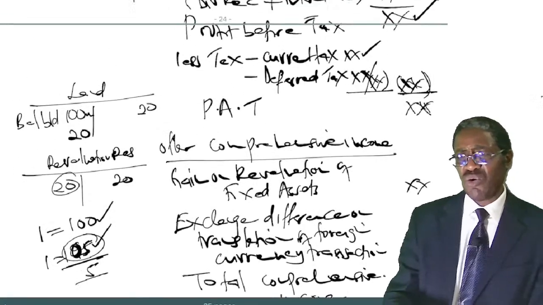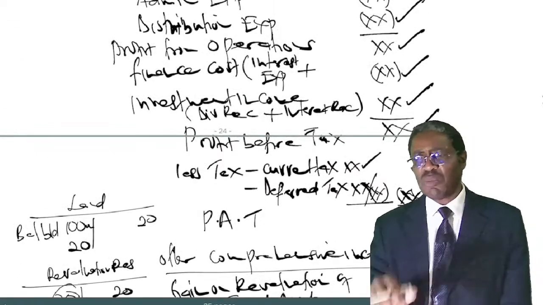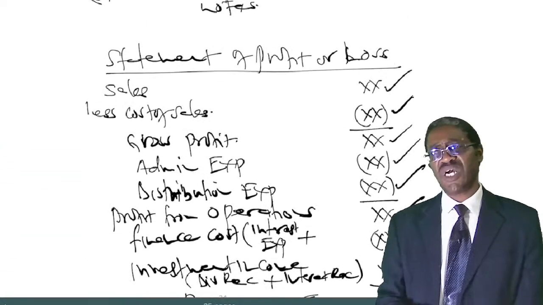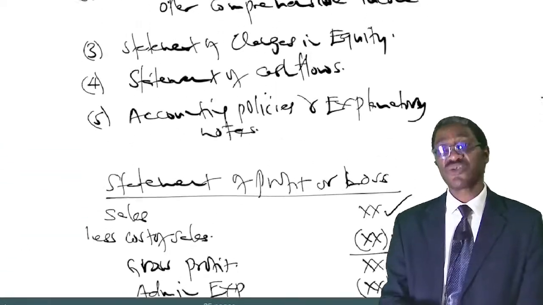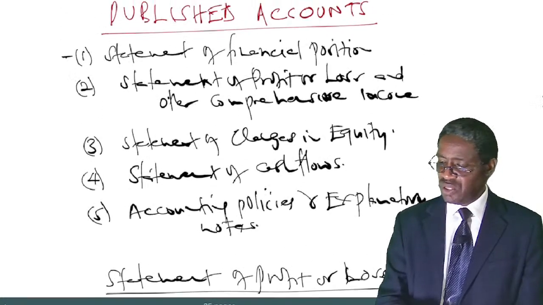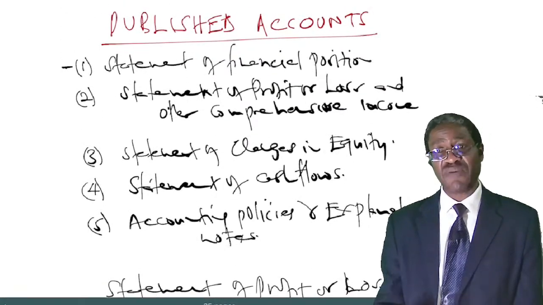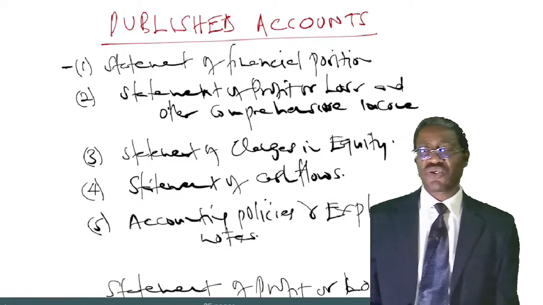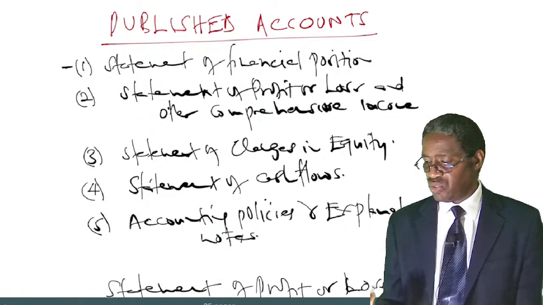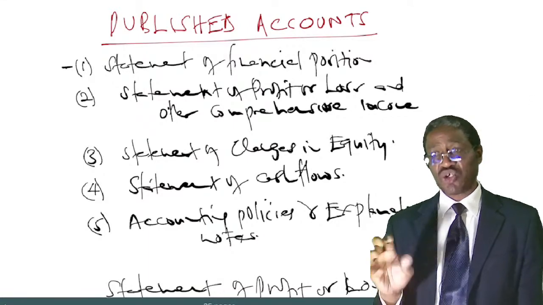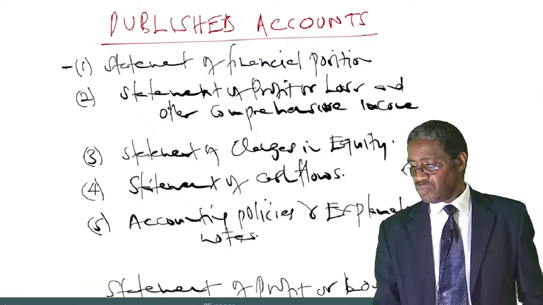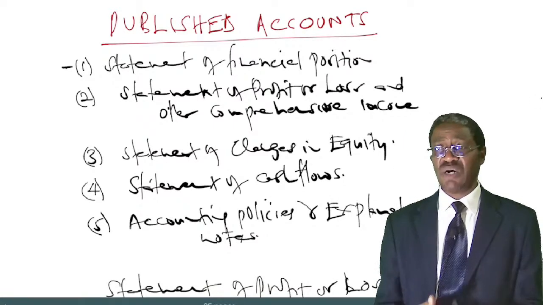Maybe before I go into the details of some of these items in the income statement, let us now put down what we have said so far. So put down the topic. The topic is called published accounts.